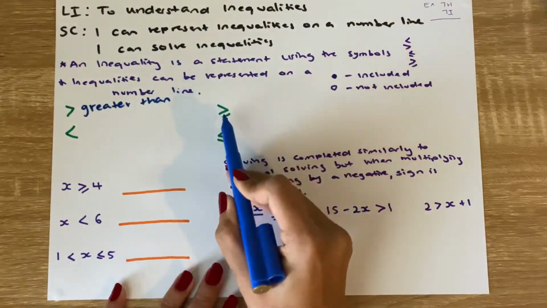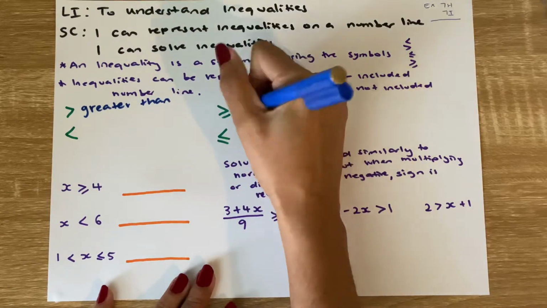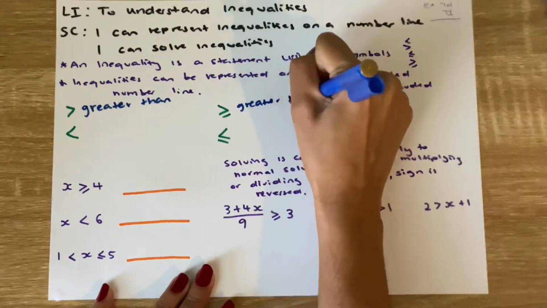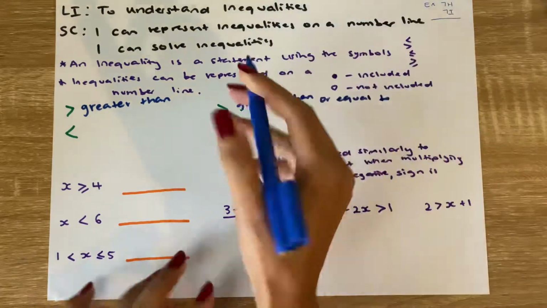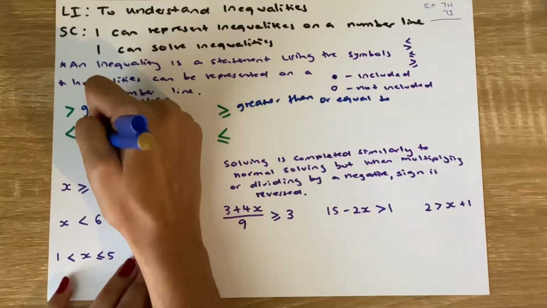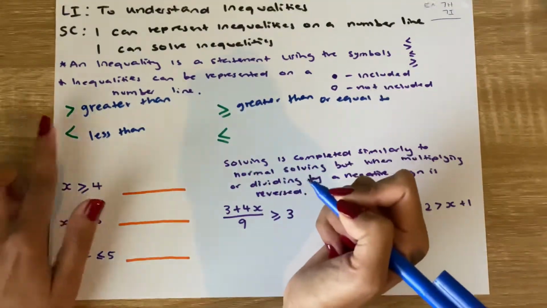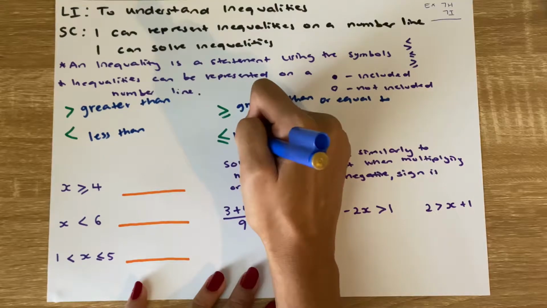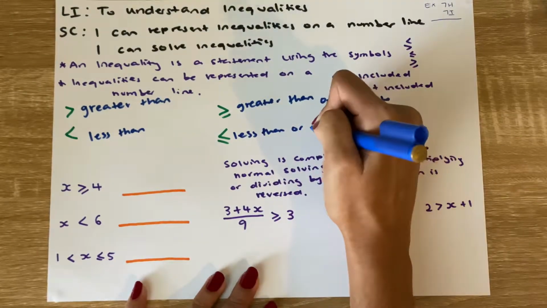If there is a little equal sign underneath the greater than sign, that means it is greater than or equal to, okay? This symbol here means less than, which means the number on this side is less than the number on this side. And again, with the equal sign, it means less than or equal to.